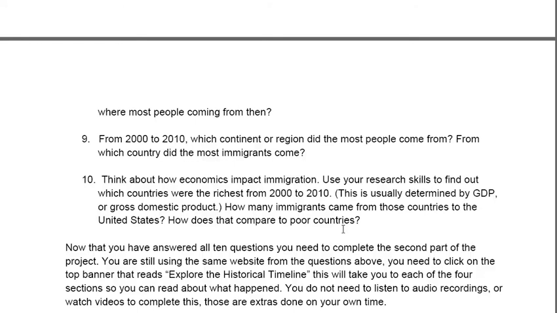Okay? Now I know we haven't talked about GDP and how economics truly impact immigration yet. We will talk about that next week. This is to kind of get your brains going and to get you some background knowledge. And we'll dive more into how much impact immigration has on economics next week. But we have talked about push and pull factors. We've talked about what causes people to move from one country to the other. And so that's where this question is truly coming from.